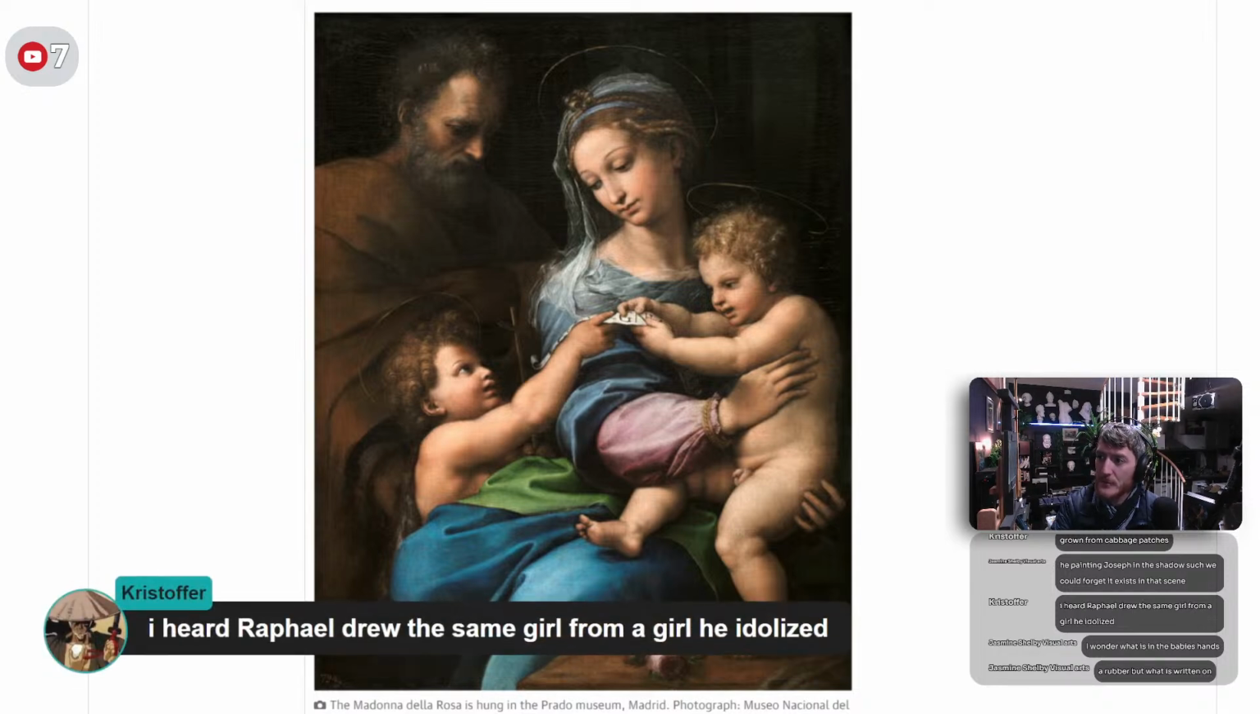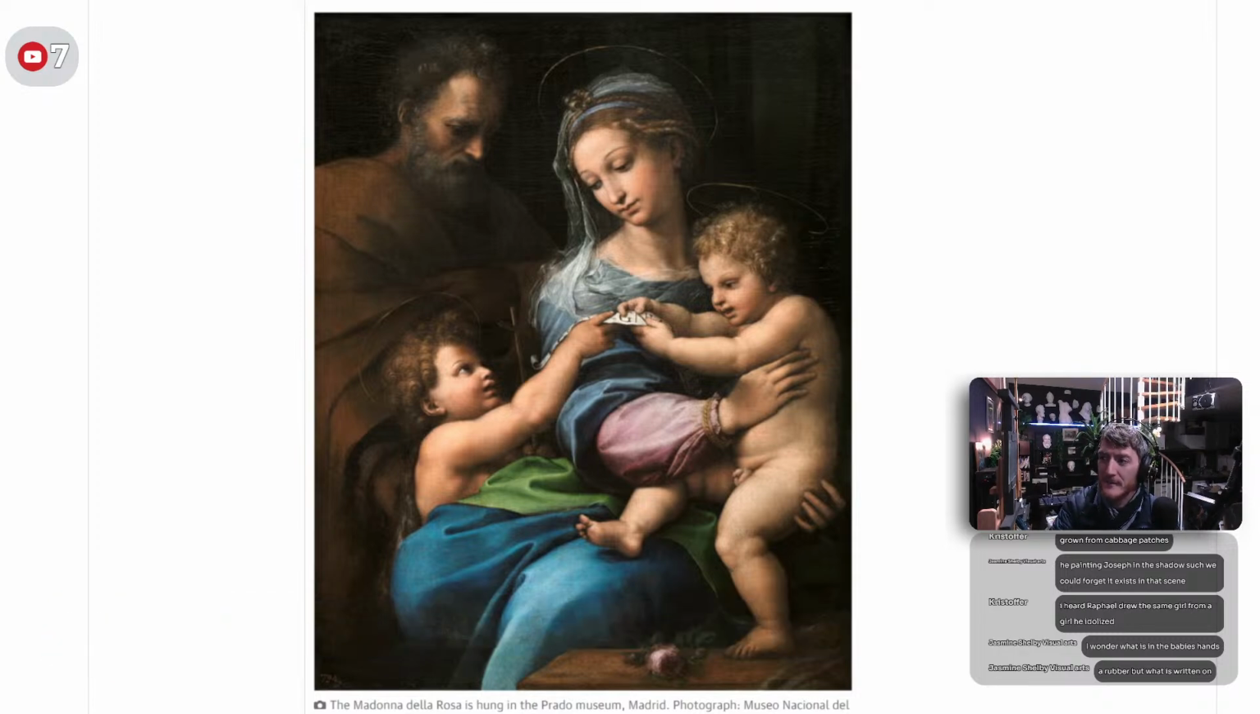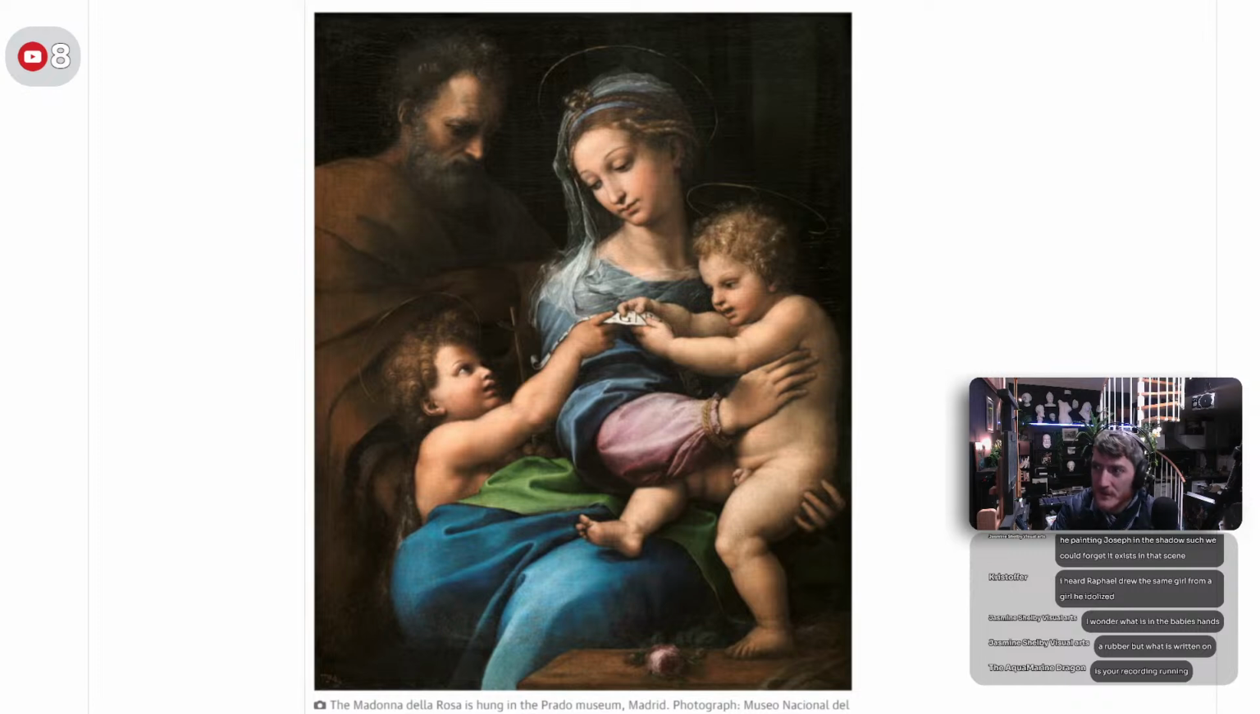I heard Raphael drew the same girl, a girl he idealized. Yeah, a lot of them did that. Botticelli also did that. In the case of Raphael, I think his love interest was a girl nicknamed something like La Fornarina. My memory is not right, but I wonder what's in the baby's hand. I think it's kind of the revelation of, I don't know what it says.